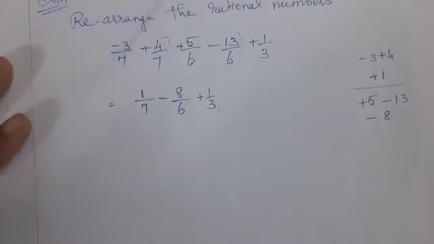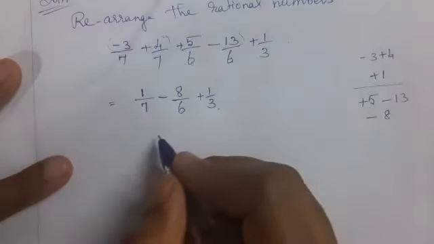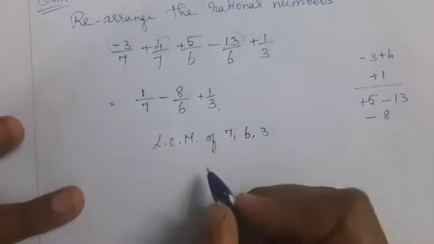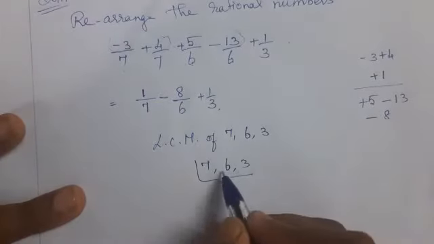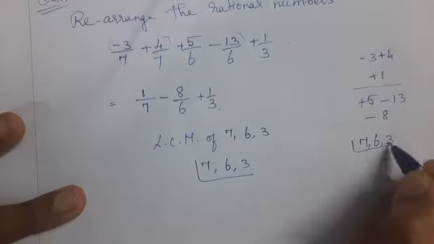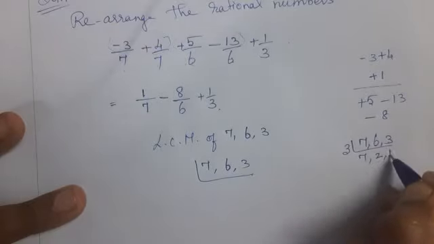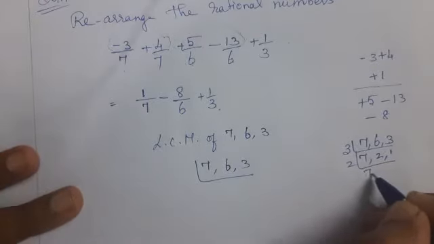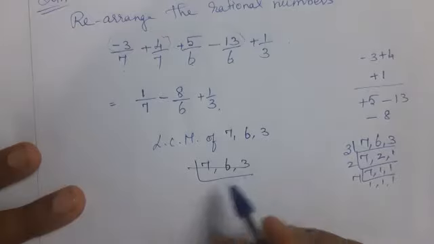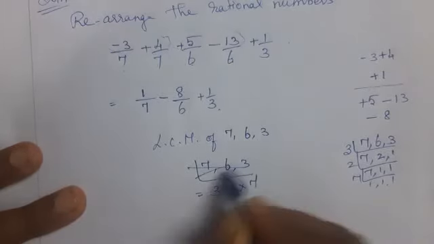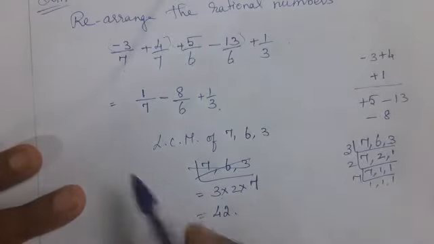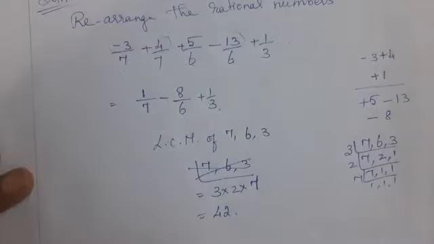Now see the denominators. Here all the denominators are different. Immediately find the LCM. LCM of 7, 6, 3. You have a common factor for 6 and 3, so you can divide by 3. 7, 6, 3. 3 twos are 6. 1. Next 7 stays as 7. Therefore, LCM of 7, 6, 3 is 3 times 2 times 7. 3 twos are 6, 6 sevens are 42. Therefore, LCM is 42.